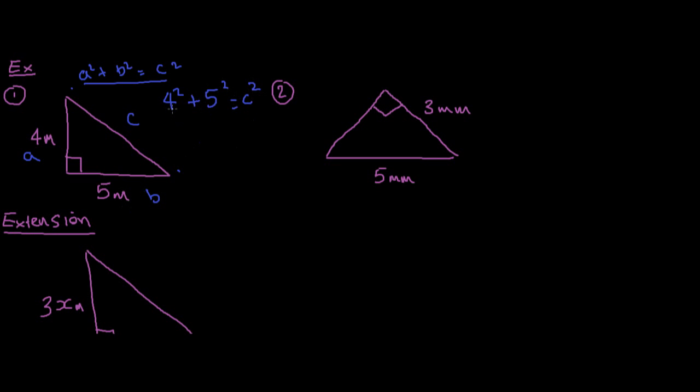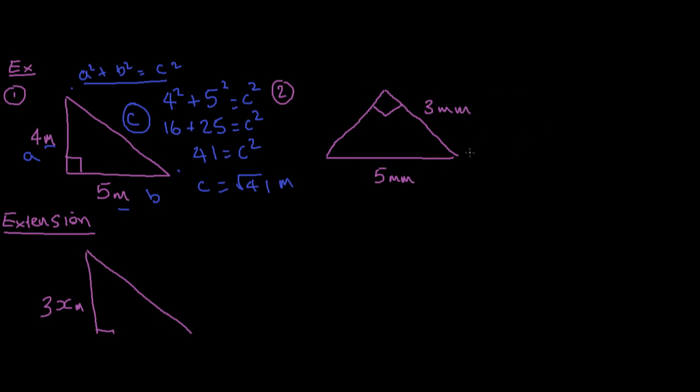Now what is this? 4 squared, 4 times 4 is 16, plus 5 squared, 5 times 5 is 25, is still equal to c squared. Add these together and you get 41 equals c squared. Now you're after c and not c squared, so you have to square root it. So c is equal to the square root of 41. Simple. And that's in meters. So meters here. Bear in mind your units.